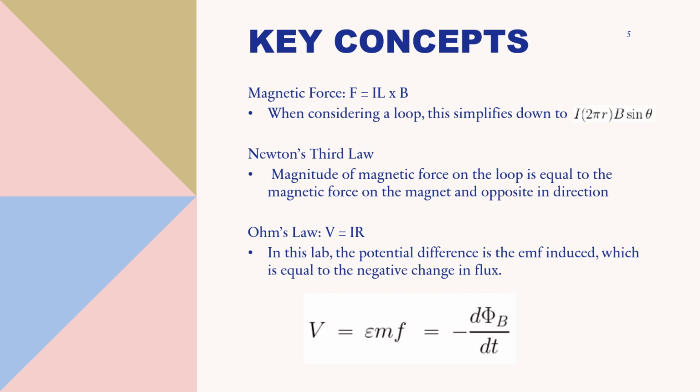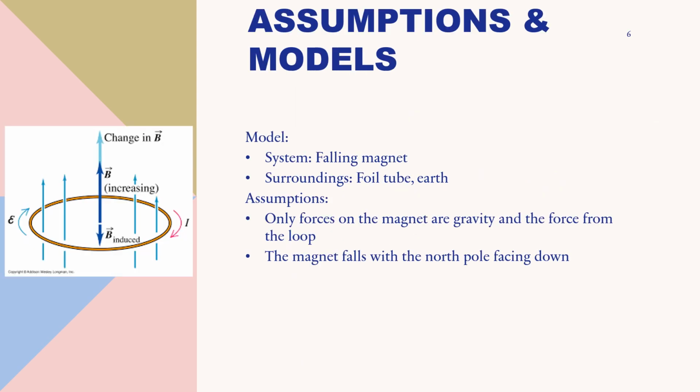Another important concept is Ohm's law. V equals IR, which is also equal to EMF, which is also equal to the negative change in flux over time. So here you can see a visual representation of induced current via change in a B field.